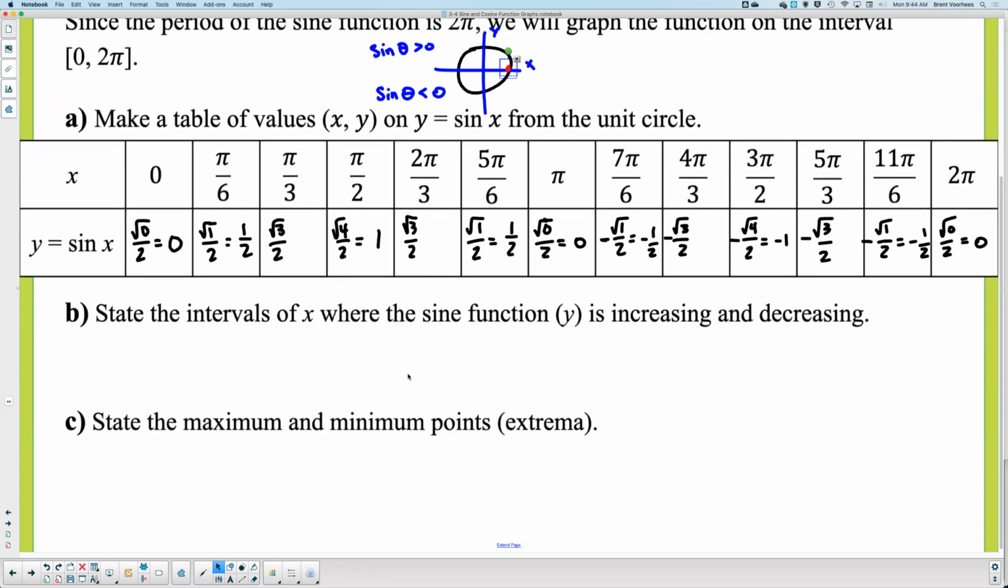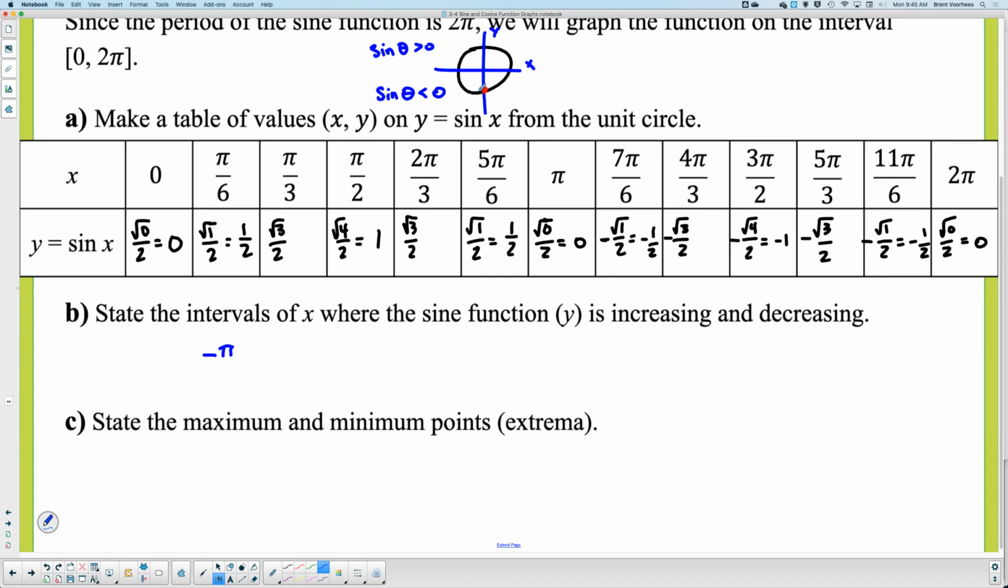Okay, state the intervals of x where the sine function is increasing. I just told you where it's increasing. Tell me, when do we start increasing? Where does it start increasing from? From its minimum here, and it goes up this way. So it starts increasing from, you could call this negative pi over 2. And I'm going to add in something in a second. It's going to start increasing from negative pi over 2.